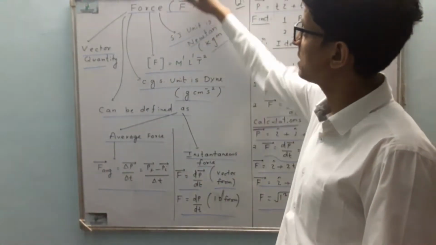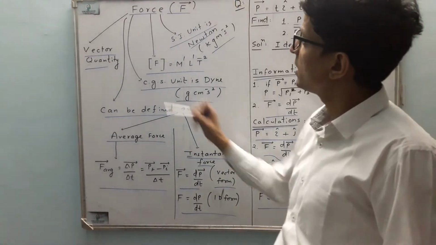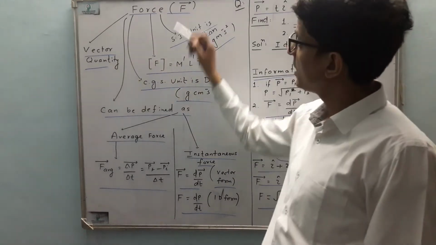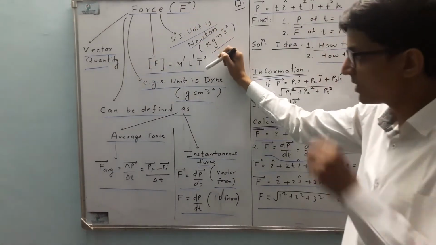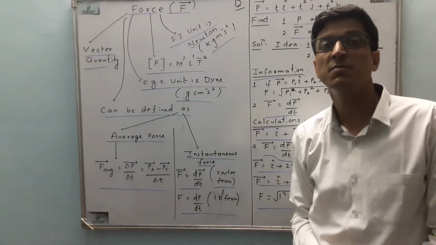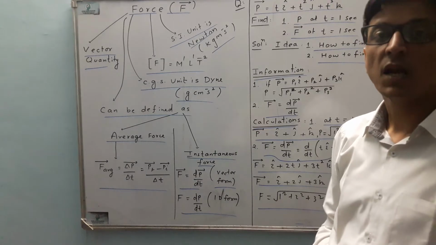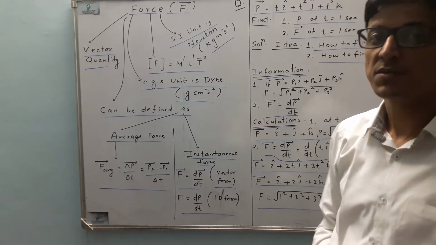So force is represented by the symbol vector F. It is a vector quantity. It has dimensions M^1 L^1 T^-2. It has SI unit as Newton or kg meter second minus 2, and CGS unit as Dyne or gram centimeter second minus 2.